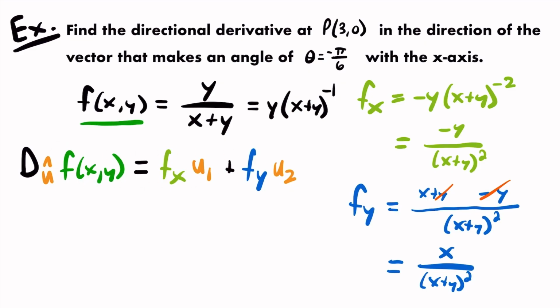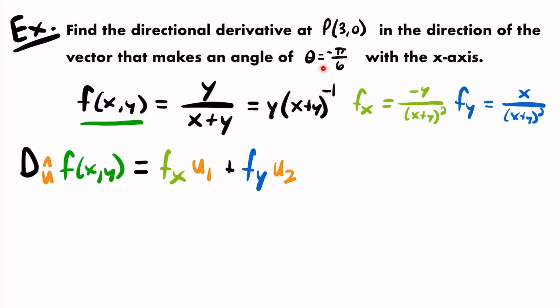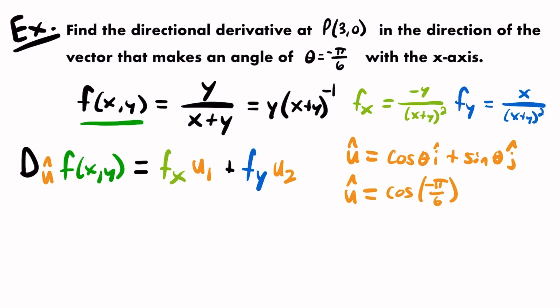Okay, so that takes care of that, but we still need the components of our unit vector. Remember that when you're given the angle that the vector makes with the x-axis, you can set up a unit vector using this formula. That unit vector is equal to cosine theta times i plus sine theta times j. So in this case, we'll get that the unit vector is equal to cosine of negative pi divided by 6, right? That's our angle theta that we've been given. That's multiplied by i, and then we have plus sine of negative pi divided by 6 times j.